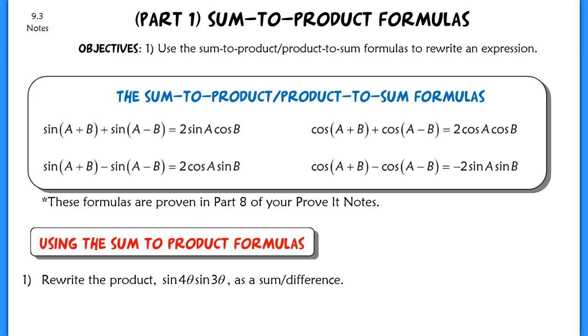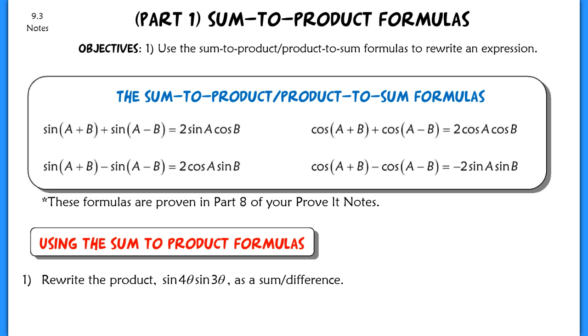So I'm demanding that you stop this video right now if you haven't already watched the prove it notes for part 8, because otherwise these formulas look kind of meaningless because they're just a mumbo jumbo of sines and cosines and you have no idea where these formulas have been derived from or why they look the way they do. So please, I'm begging you, go back and watch part 8 of your prove it notes. So anyhow, if you've already done that, awesome.